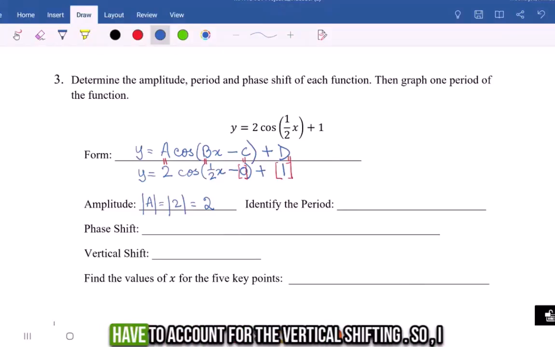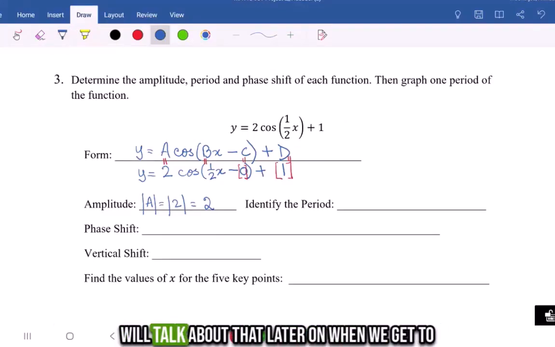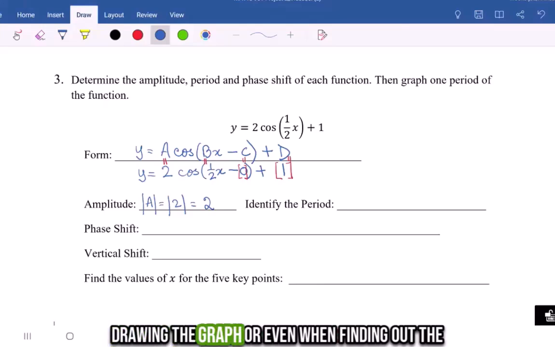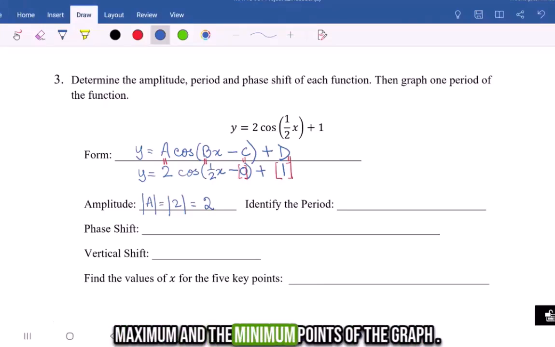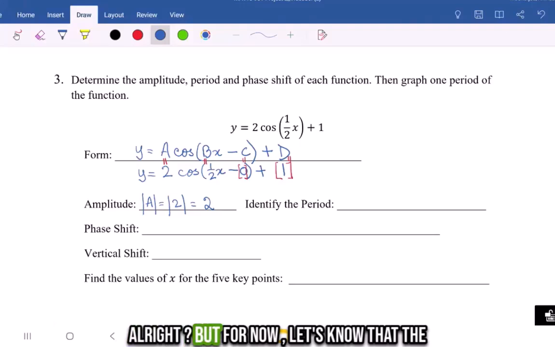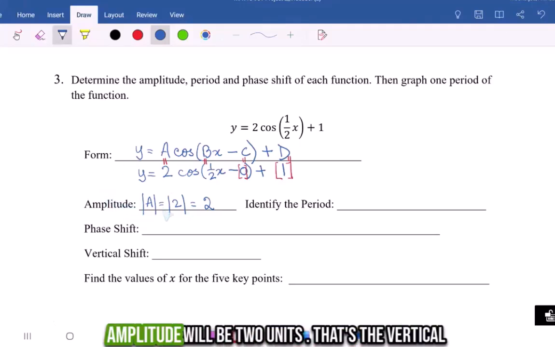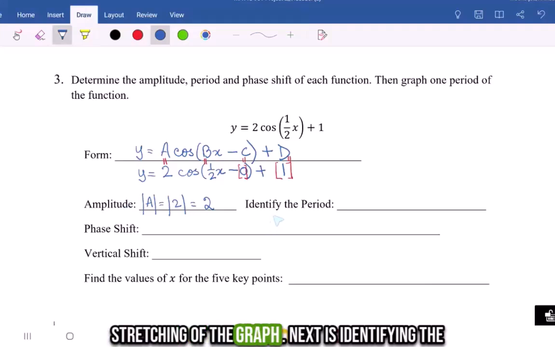However, we also have to account for the vertical shifting. So I'll talk about that later on when we get to drawing the graph, or even when finding out the maximum and the minimum points of the graph. All right. But for now, let's know that the amplitude will be 2 units. That's the vertical stretching of the graph.